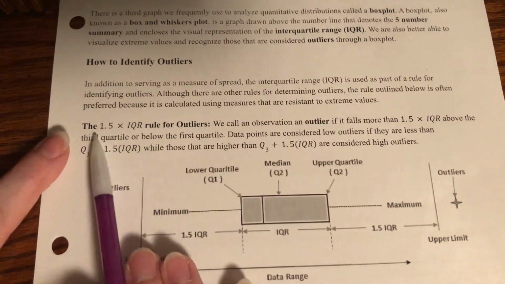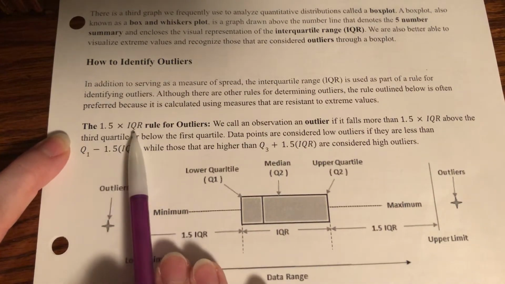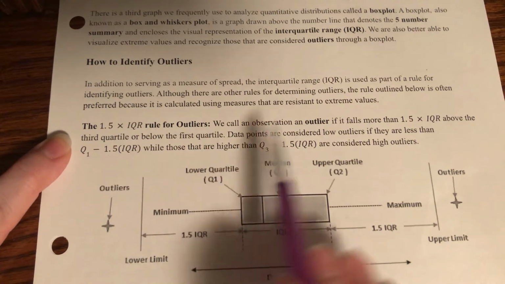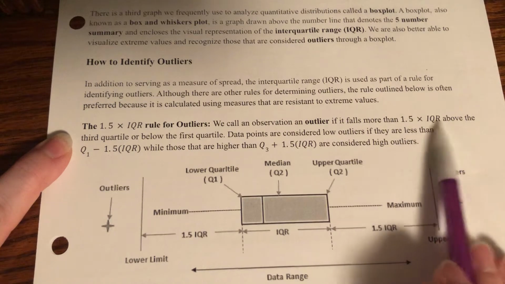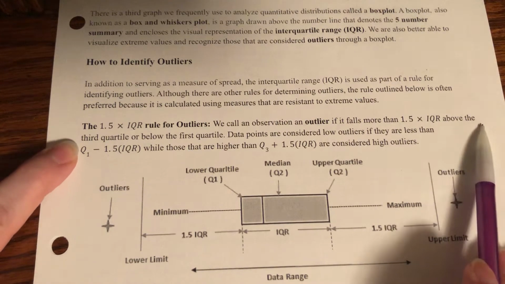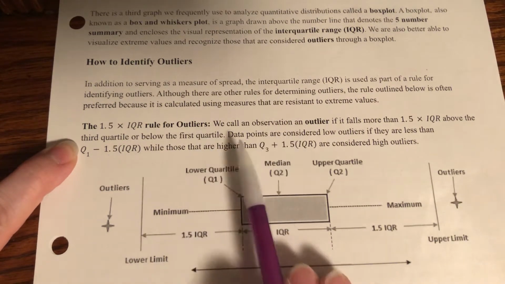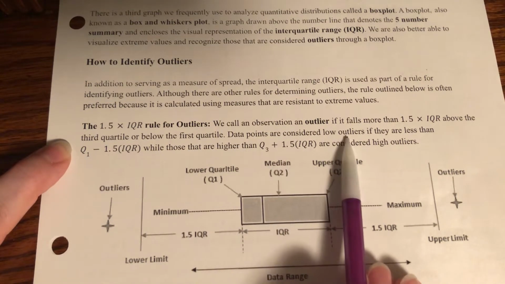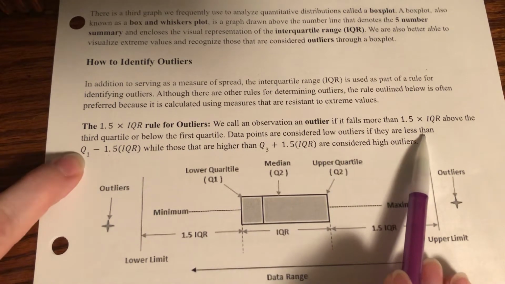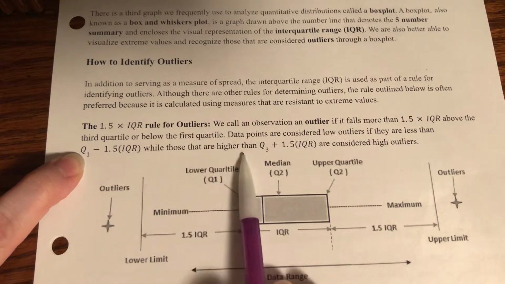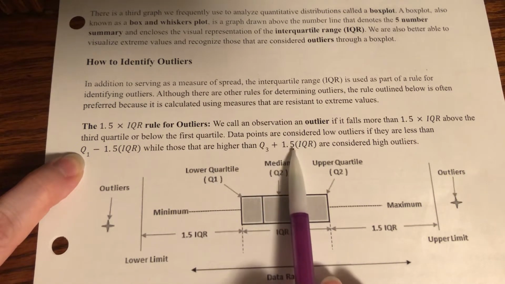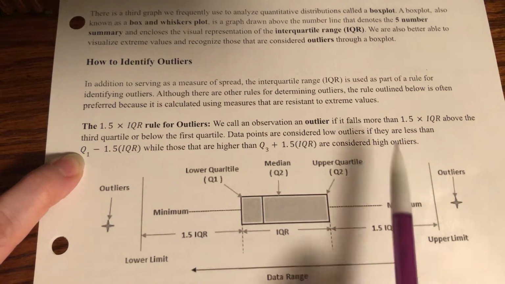This is called the 1.5 times IQR rule for outliers. We call an observation an outlier if it falls more than 1.5 times the interquartile range above the third quartile or below the first quartile. The data points are considered low outliers if they are less than the first quartile minus 1.5 times IQR, while those that are higher than the third quartile plus 1.5 times IQR are considered high outliers.